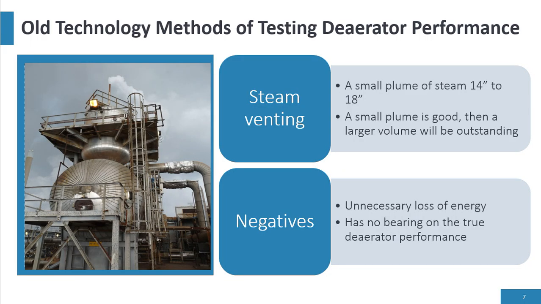Technology methods of testing deaerator performance. If we have steam coming out, the deaerator is performing. That's not true today. It was always said a small plume of steam, 14 to 18 inches, is good, then a larger volume must be outstanding. And that causes unnecessary loss of energy. It has no bearing on true deaerator performance.